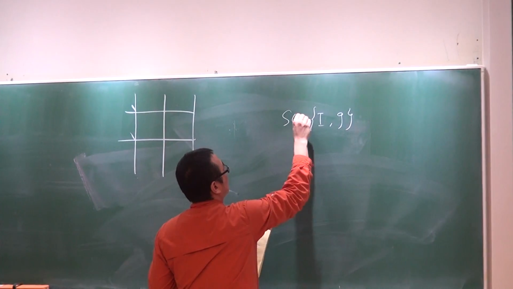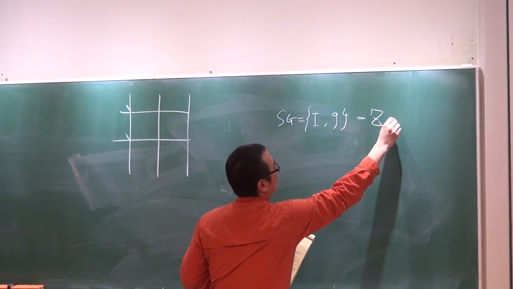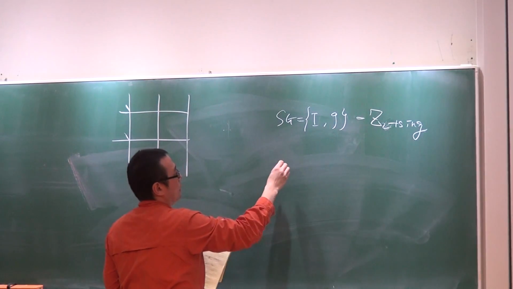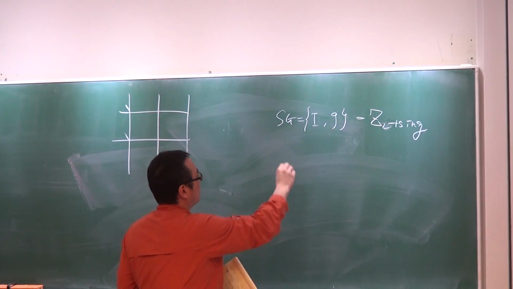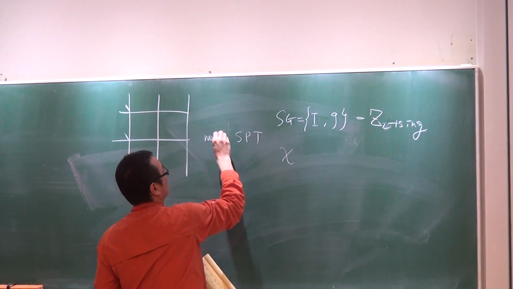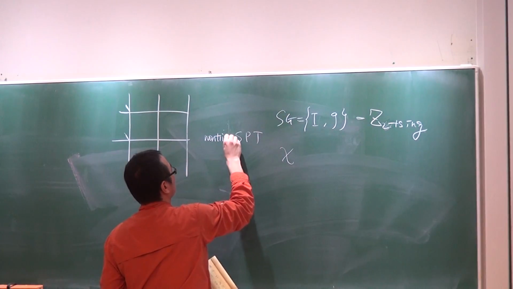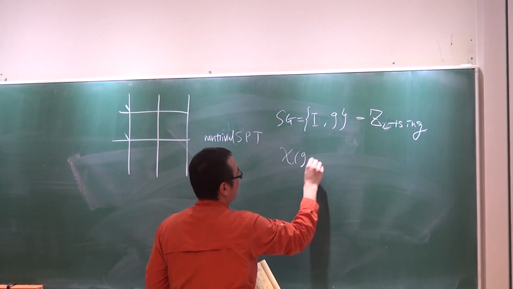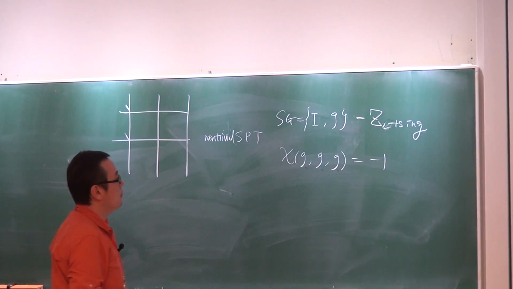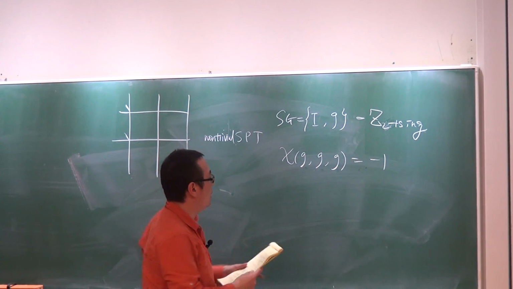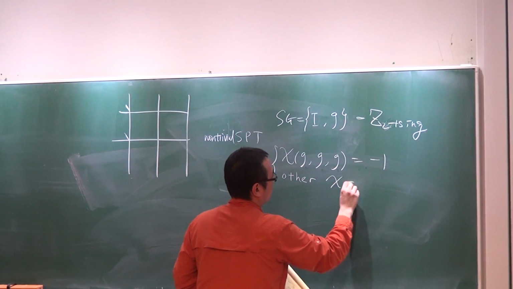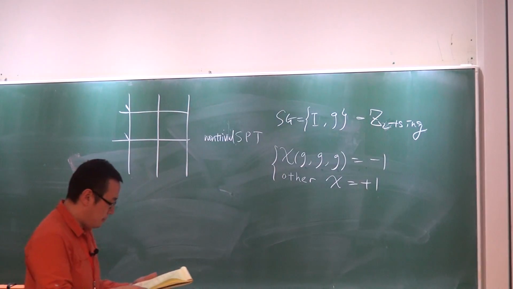It turns out for this symmetry group, into eigensymmetry, and this to realize the circle cycle for the non-trivial SPT, the only non-trivial chi is this: GGG equals minus 1. All other are plus 1.